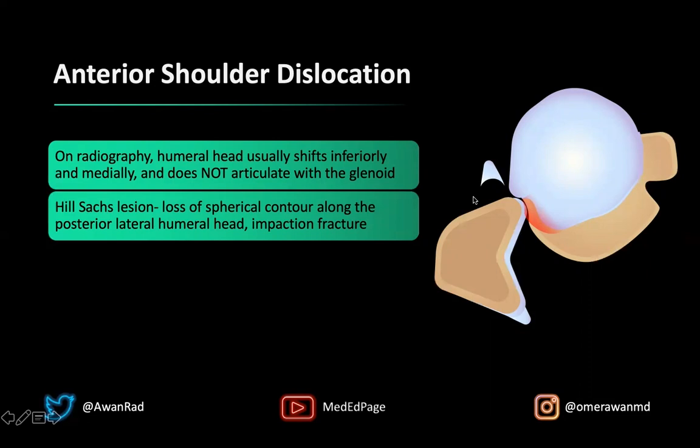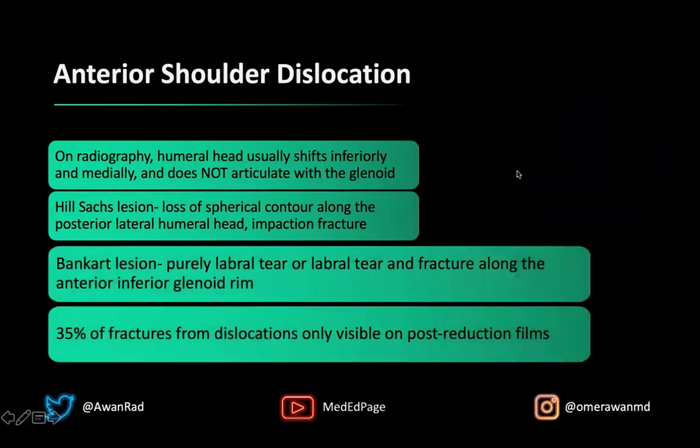Now, a Bankart lesion can be purely labral, meaning that the labrum is torn, but the bone has not been broken, or there can be an osseous Bankart where the bone and the labrum are both torn or broken. So Hill-Sachs lesions and Bankart lesions are common orthopedic terms that you hear associated with anterior shoulder dislocations. I think it's also important to remember that 35% of fractures from dislocations only become visible on post-reduction films when they've manually reduced the shoulder and the shoulder is back in its anatomic location. Then we start to see fractures that we missed on the initial X-ray.